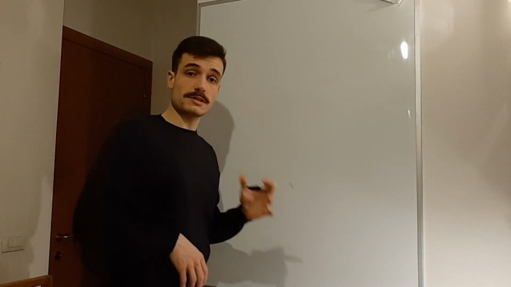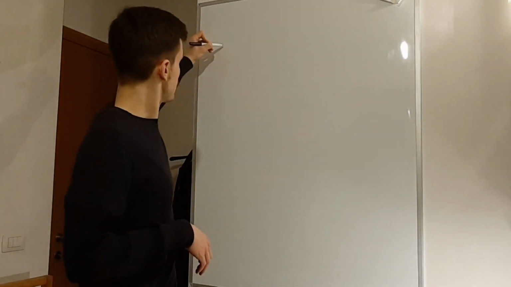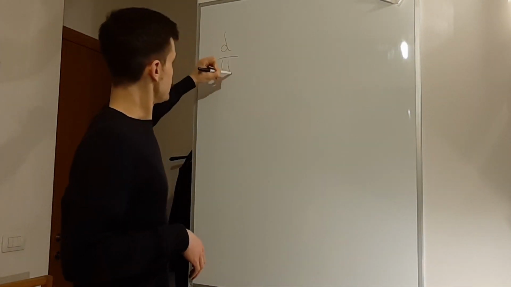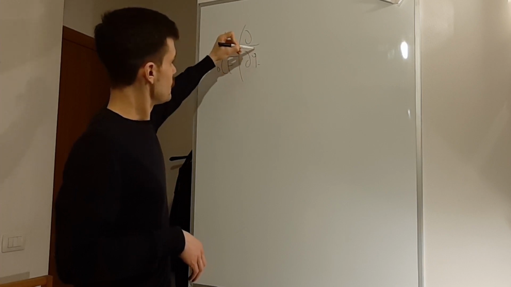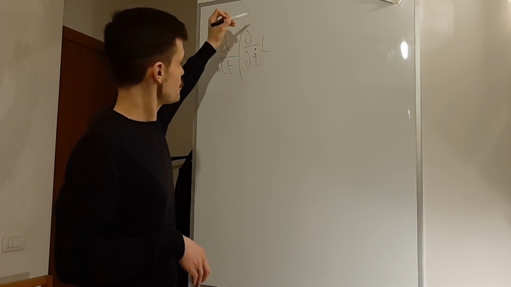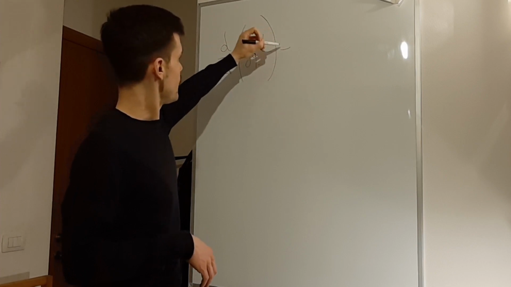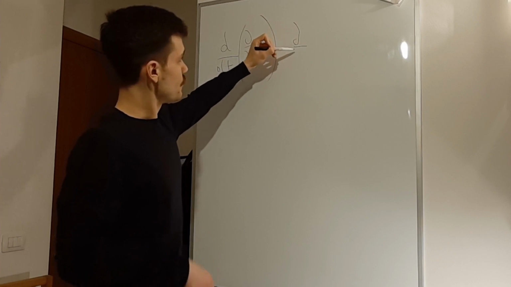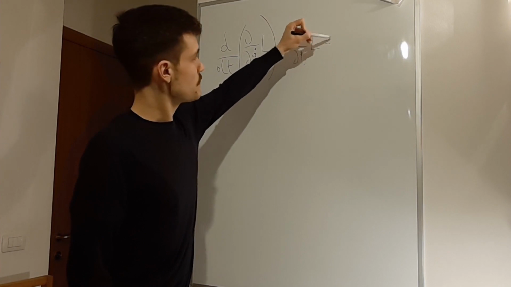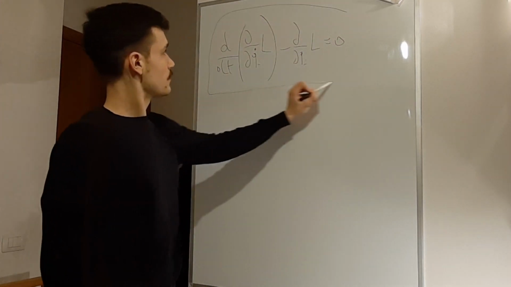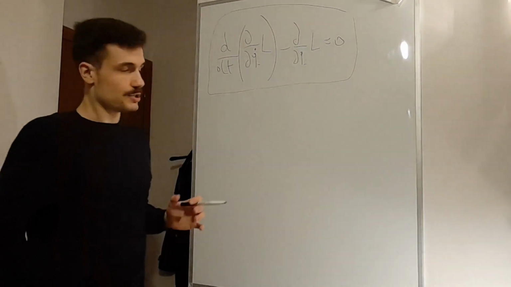So once we impose that the action must be a minimum, after some math that I will skip, we arrive at what's called the Lagrange equation. The time derivative of the derivative with respect to the generalized velocities of the Lagrangian, minus the derivative with respect to the generalized positions of the Lagrangian, must be 0. So this is the Lagrange equation.